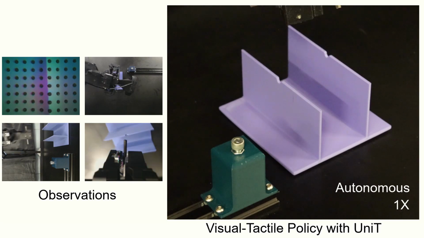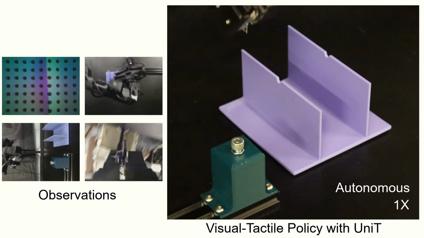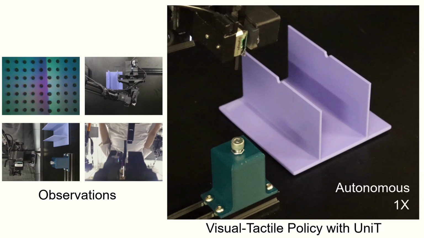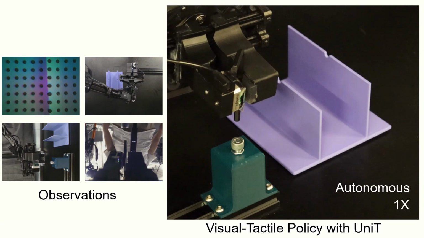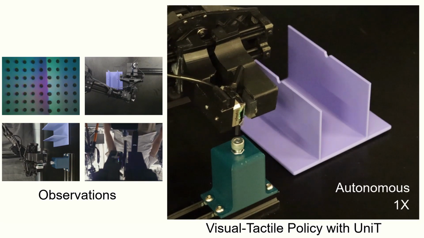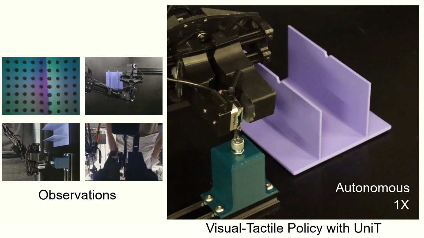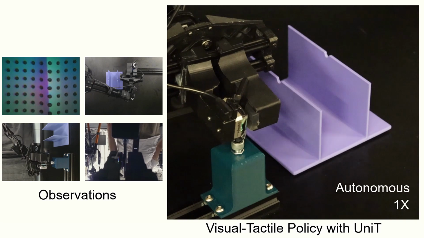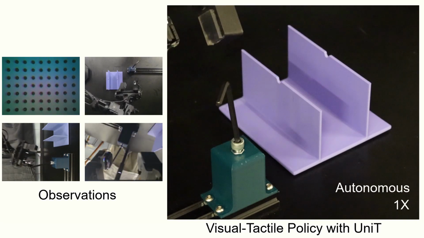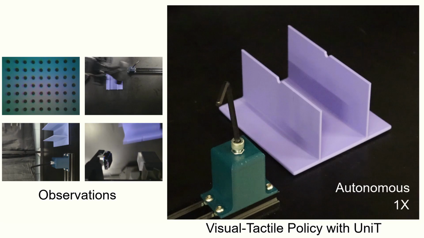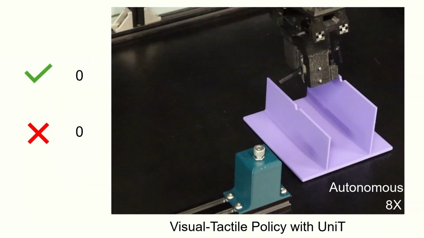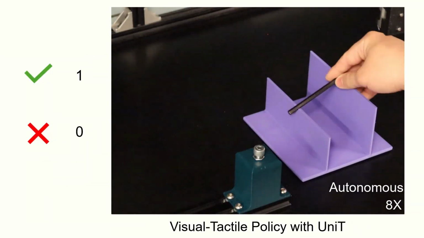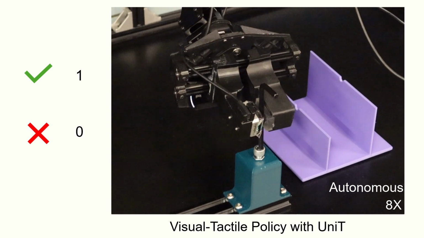Finally, we demonstrate an Allen key insertion policy with UniT that achieves millimeter-level precision. During the insertion process, even if the initial attempt deviates from the nut, the policy can adjust based on tactile and vision observations, ultimately succeeding in inserting the Allen key. Here, we show multiple rollouts to demonstrate the effectiveness of the policy with UniT.